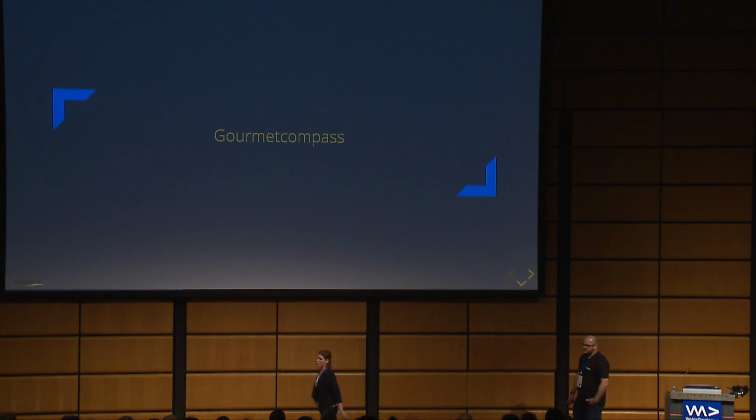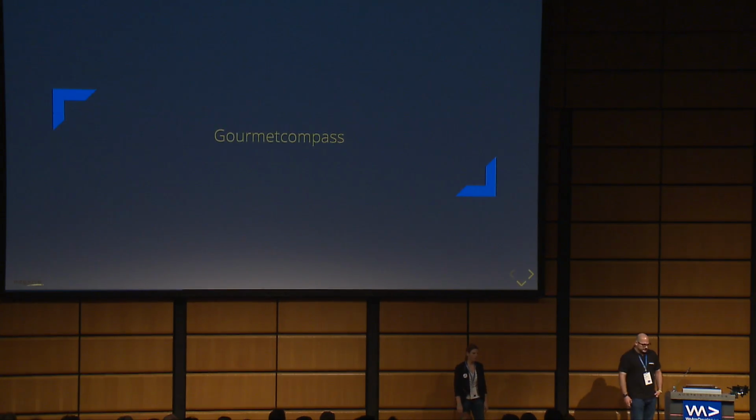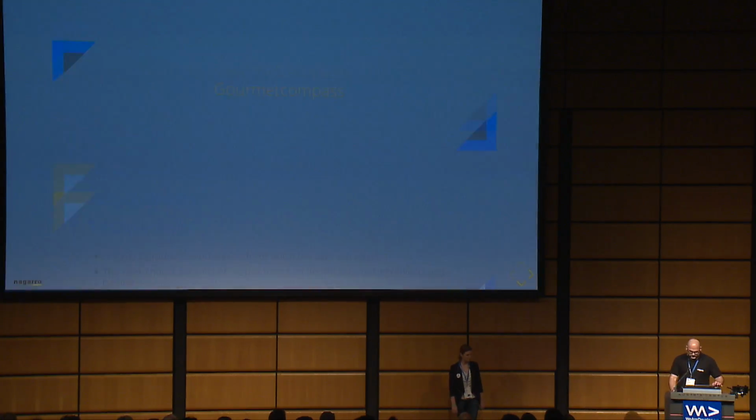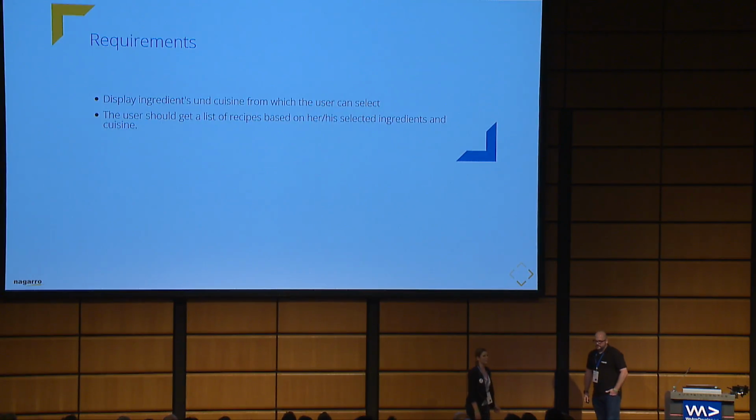Everybody knows that you're at home and you want to cook something and you only have a few ingredients in your kitchen. So most of the time you're thinking, what can I cook with it? And that's what we took and formed an idea. So when we are looking at our requirements, our Gourmet Compass should do two things. It should display ingredients and cuisine types, and at the end, when we select ingredients and cuisine type, a list of recipes from which we can choose.